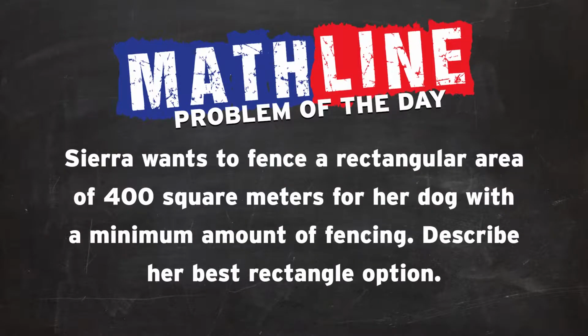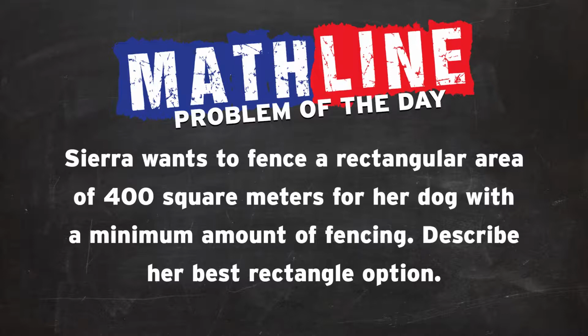Hey folks, let's go ahead and take a look at our problem of the day. And today's problem looks a little wordy to me, doesn't it? Sierra wants to fence a rectangular area of 400 square meters for her dog with a minimum amount of fencing. Describe her best rectangular option.